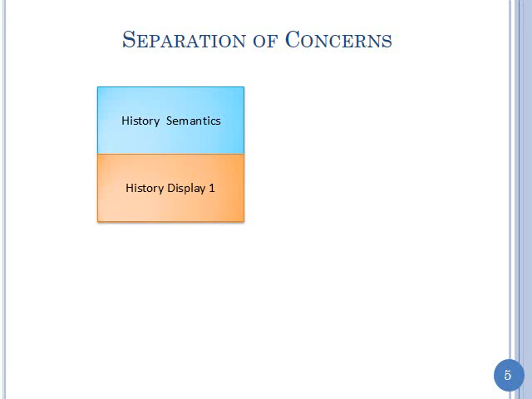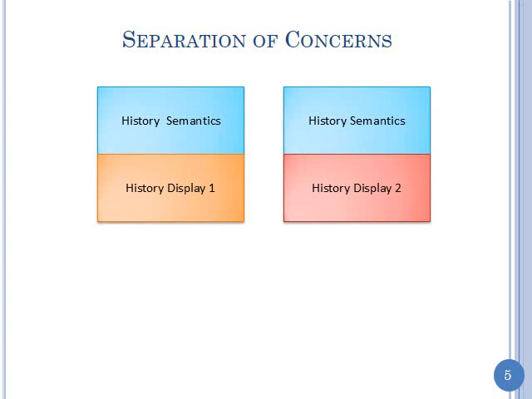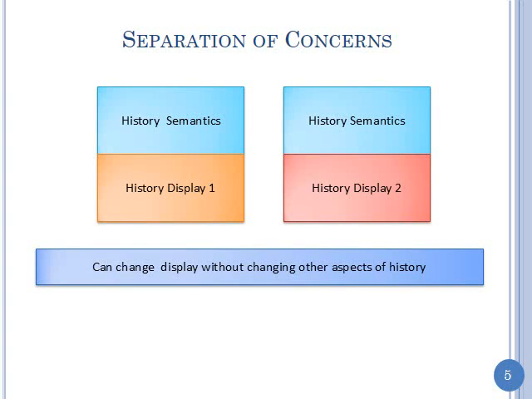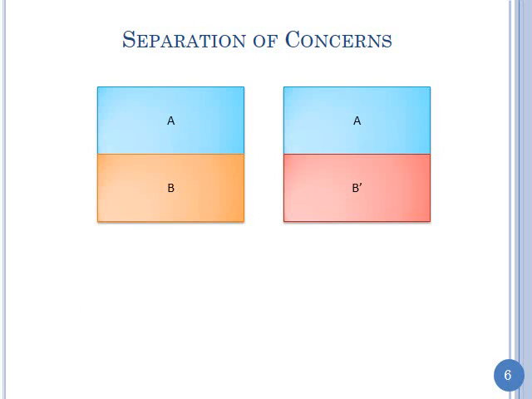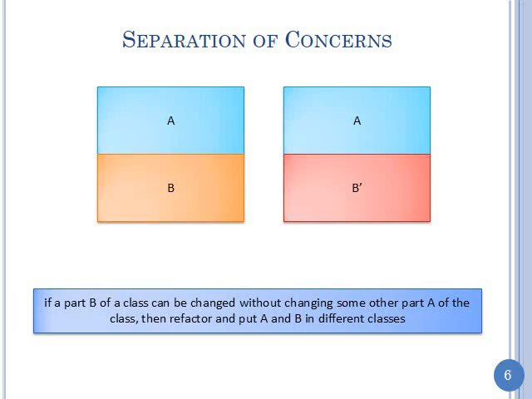In this case, it means that you have history semantics and history display 1, the same history semantics and history display 2, and you can change the display without changing the other aspects of history. So display and semantics should go in different classes. And that is the principle behind decomposition into classes. If you have functionality A that can go with either B or B prime, so if a class contains some functionality A and B, and B can change without changing A in another class, then you might as well put A and B in different classes, so that these two different classes can share some code, and only the B and B prime should be different.